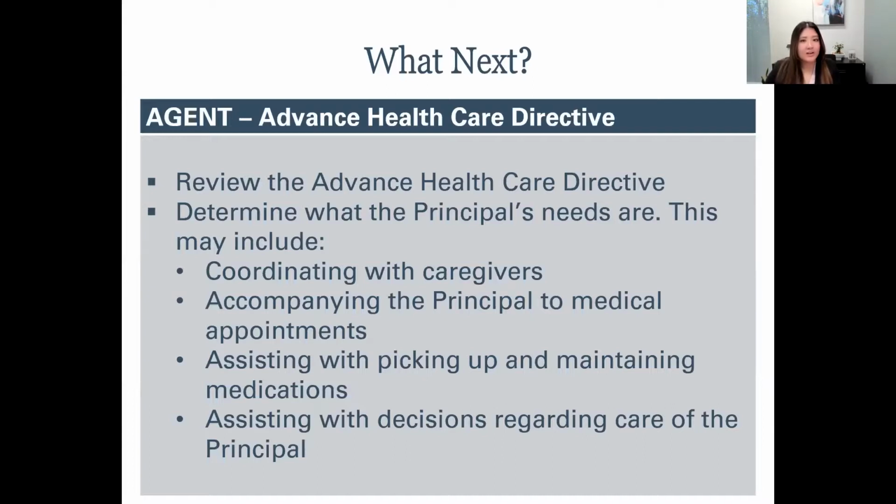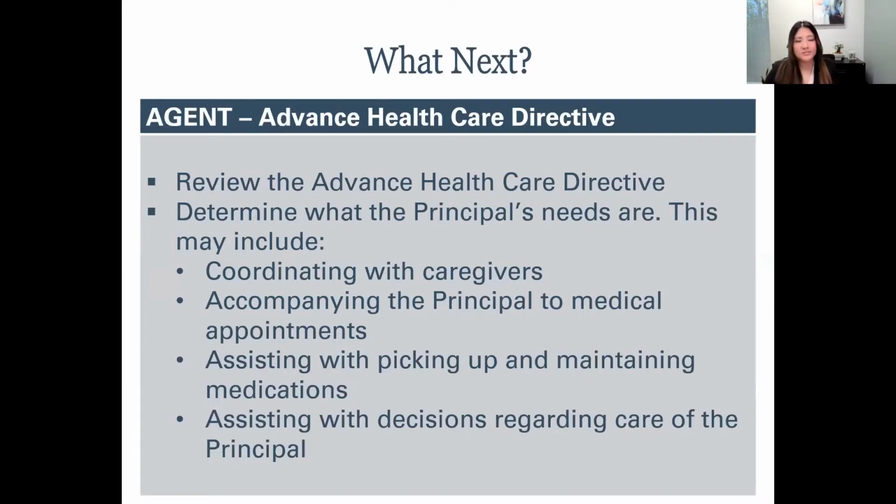Thankfully, as long as your authority has vested under the healthcare directive, you should be able to speak directly with the healthcare providers and do all of that coordination on behalf of the principal. And so it's really important to make sure that the triggering language has been activated. Okay. You're probably also going to want to assist with the picking up and maintaining of medications.